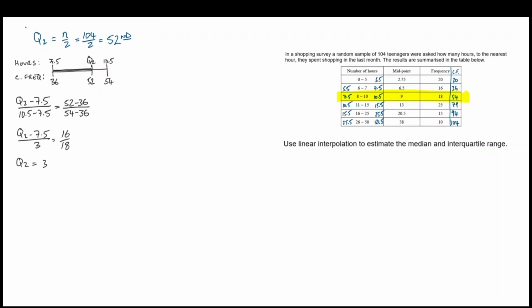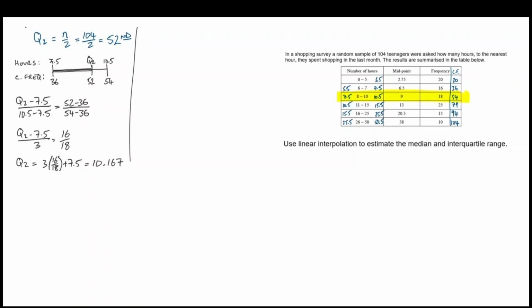Simplifying and rearranging. I haven't actually touched the calculator until this last point here. Putting all of this into the calculator, 10.167. That's my median.